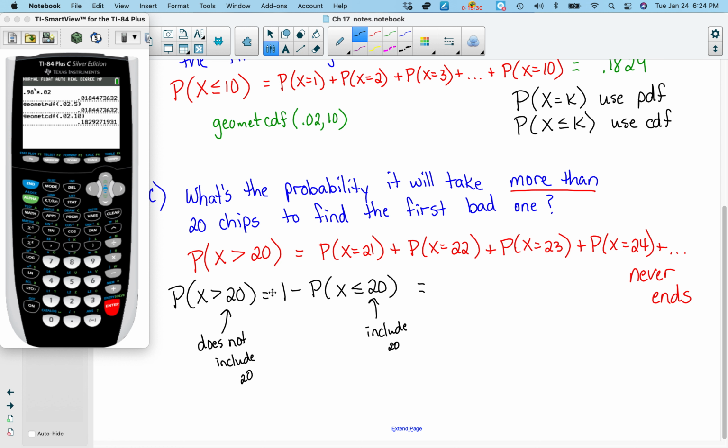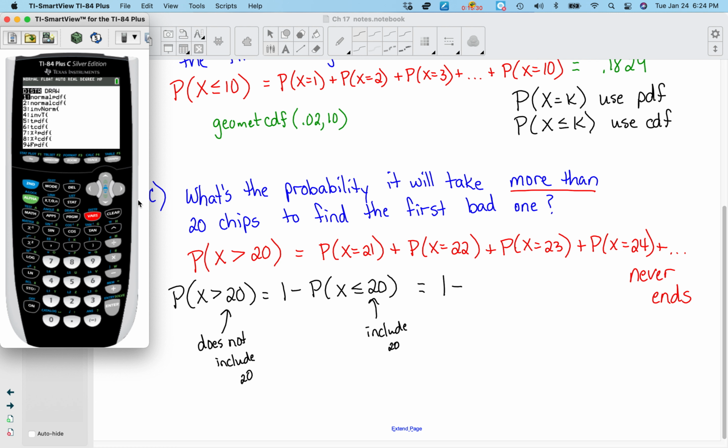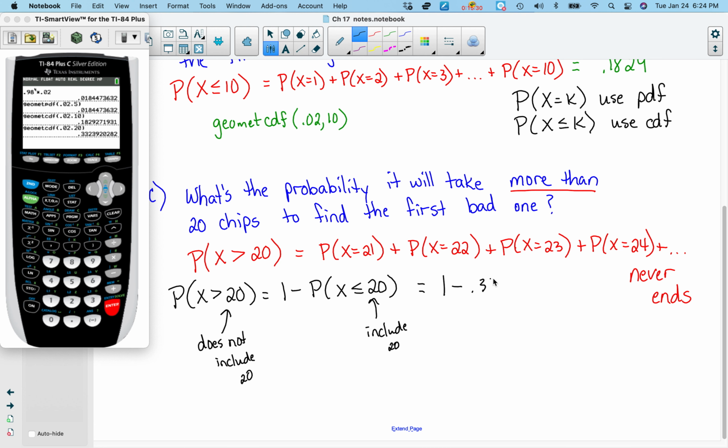So this is easy now because we can do 1 minus, and we can go second distribution, geometric CDF, because it's less than or equal to, and type in a 20 for x. So that was 0.3324. And if I subtract that from 1, I'm going to get 0.6676, if I did that right. So that would be my probability that it would take more than 20 chips.